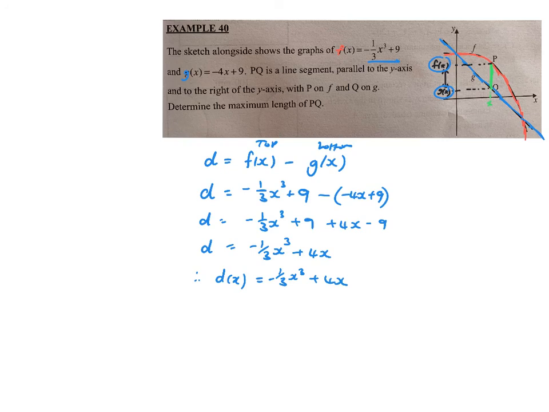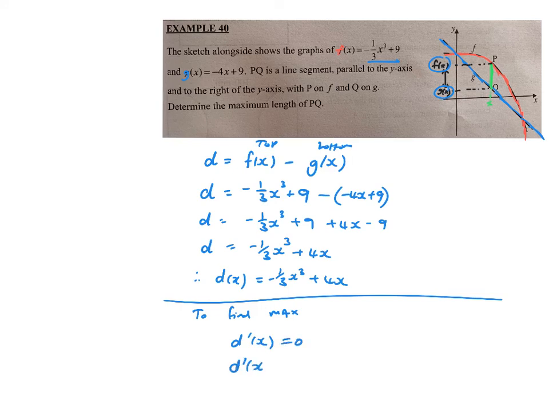So what do we do now? So that's for the first step. That is like when they normally ask you, can you show that the distance is equal to that? Now what we're going to do is to find the maximum length. So to find the maximum distance, we're going to find the derivative of d, equal that to 0 and solve for those x values.